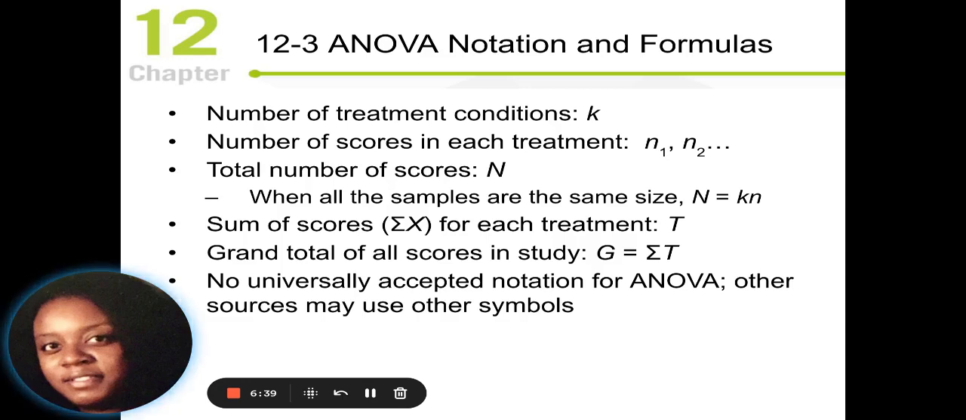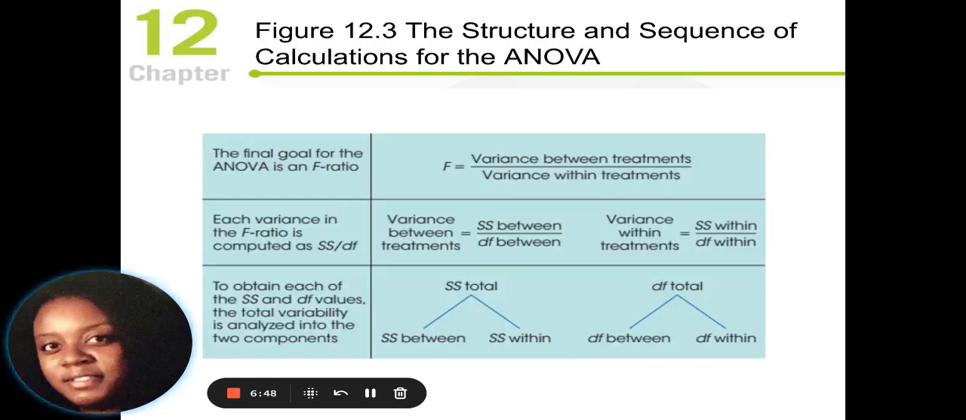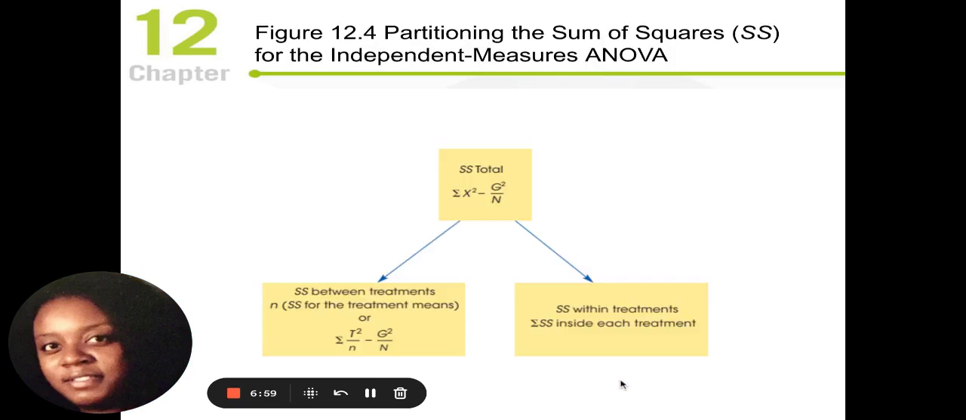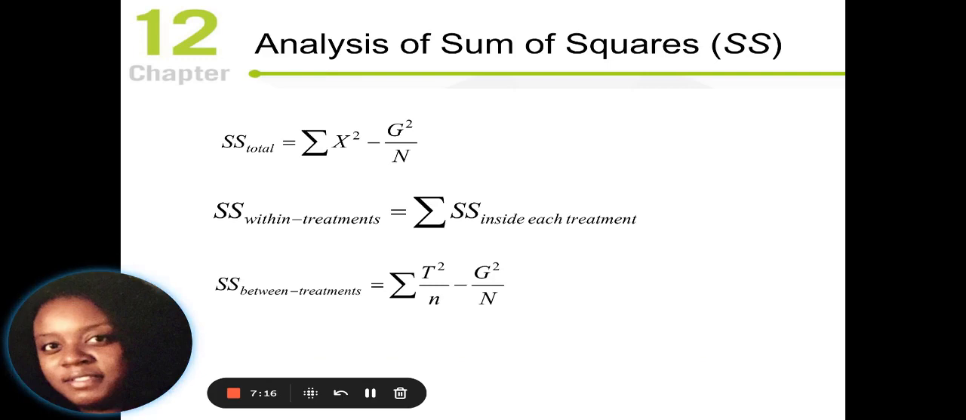There is no universally acceptable notation for an ANOVA. Other sources could use a different symbol because it's not universal. So here's an example in figure 12.3 of the structure and sequence of some calculations that can exist in an analysis of variance. And then in figure 12.4, you've got the partitioning of the sum of squares for the independent measures ANOVA, and that's the formula that exists for that. And then the analysis of sum of squares formulas are here as well.